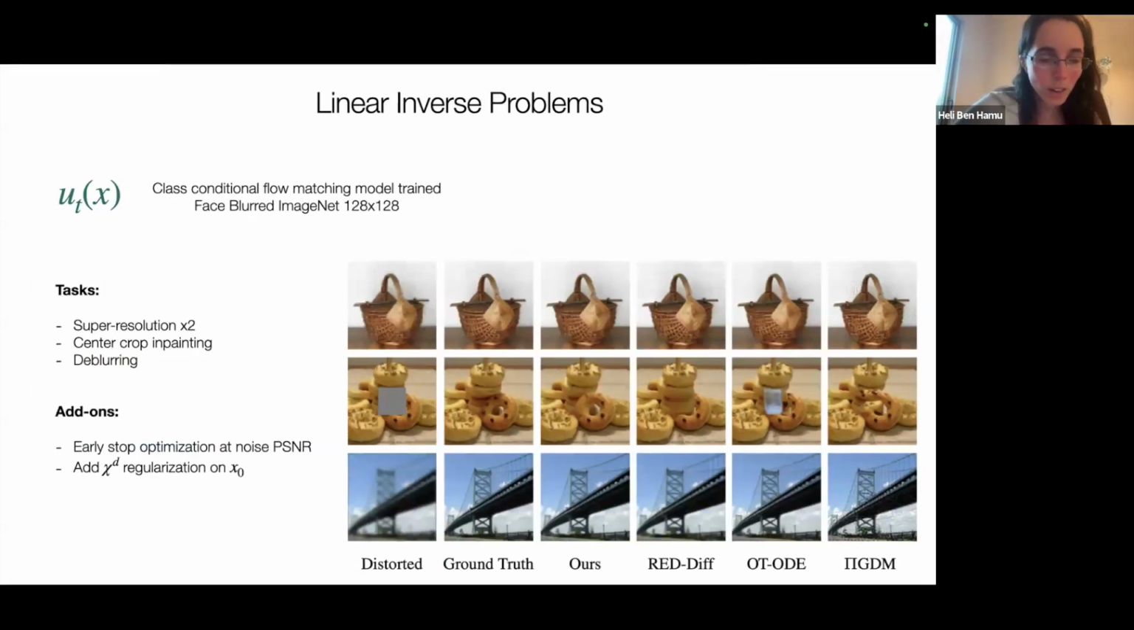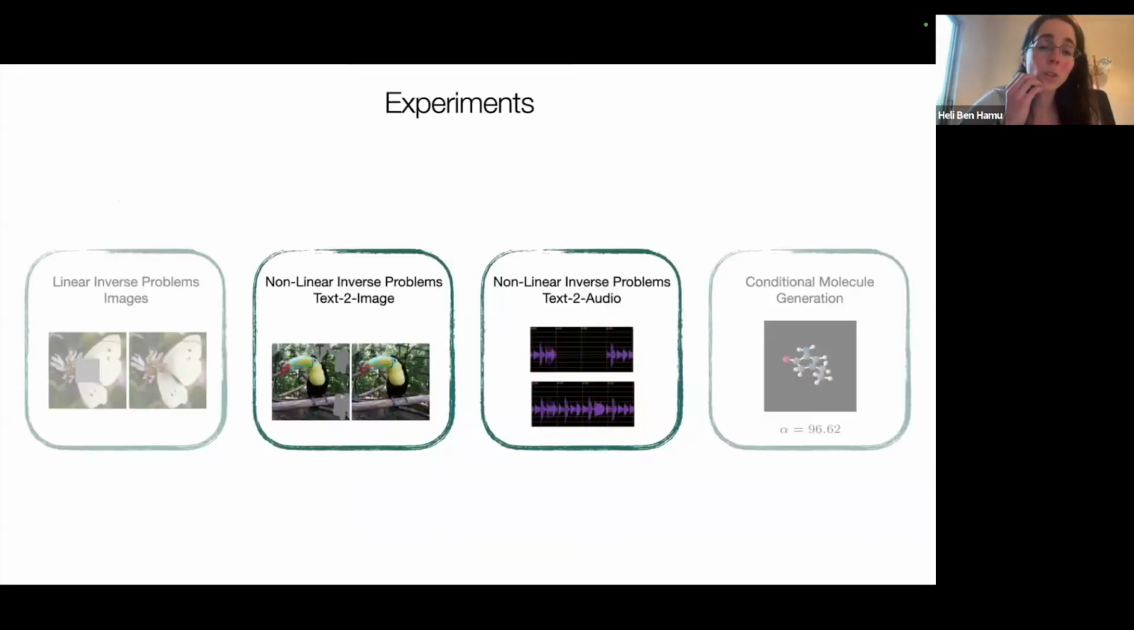So that's it for the linear inverse problems. The second type of applications that we showcased our method on were nonlinear inverse problems. And this is the advantage of our approach compared to all these guided flow approaches that only handle the linear case.